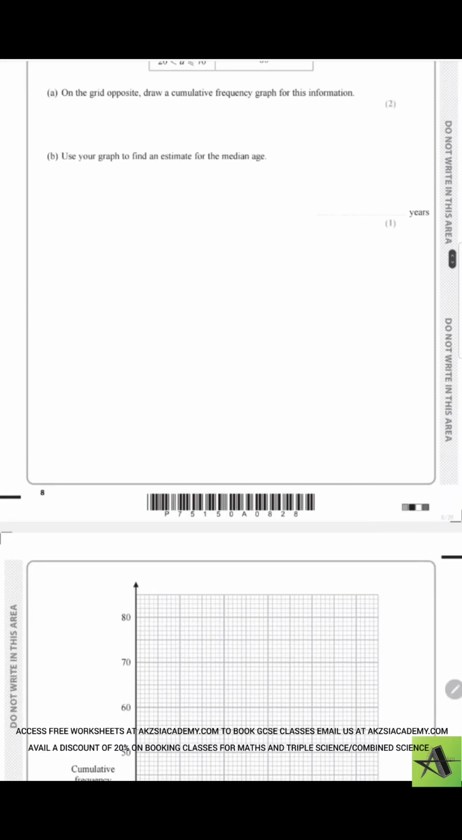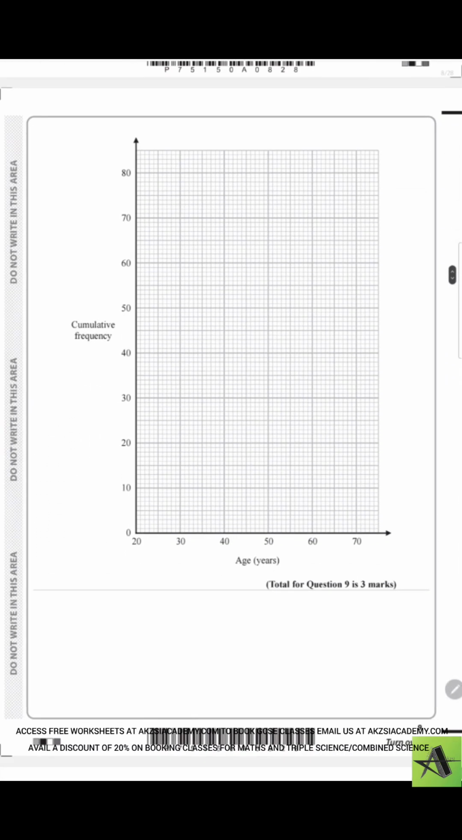I need to plot it on the graph which is given here. The first class is 20 to 30. I have to pick the greater one, which is 30, and the value of y is 20. So my first coordinate is here, which is 30, 20. Next, pick the greater value, which is 40, and the corresponding cumulative frequency is 48. So 40 and 48 would be here.